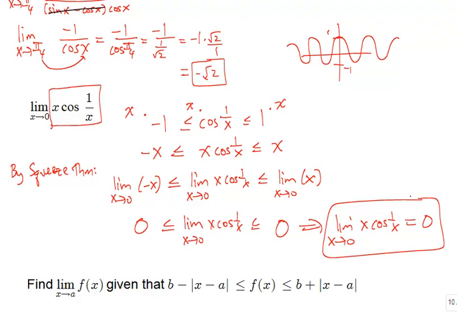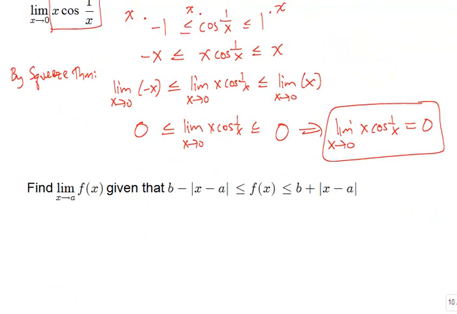So the strategy here, since all my other strategies didn't seem to apply, was to use the fact that cosine, and this would also work for a sine function as well, cosines and sines are always bounded between -1 and 1. So I took that cosine function, bounded it between -1 and 1, and then I multiplied by that extra x that I wanted to have in my function. And then I took the limit of the left and the limit of the right, found that they were the same, so that forces the limit of the middle to also be 0.